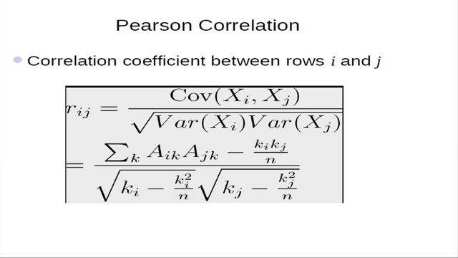we discount that factor. So this is basically the covariance divided by the square root of k_i minus k_i squared by n, times the square root of k_j minus k_j squared by n, that is, the square roots of the variances of each of the distributions, okay, the distribution of the neighborhood of i and the distribution of the neighborhood of j. So in this way you can compute the Pearson correlation coefficient between these two vectors.